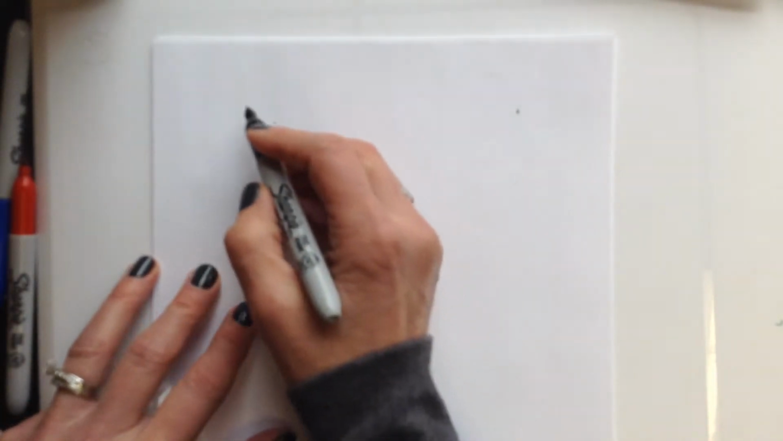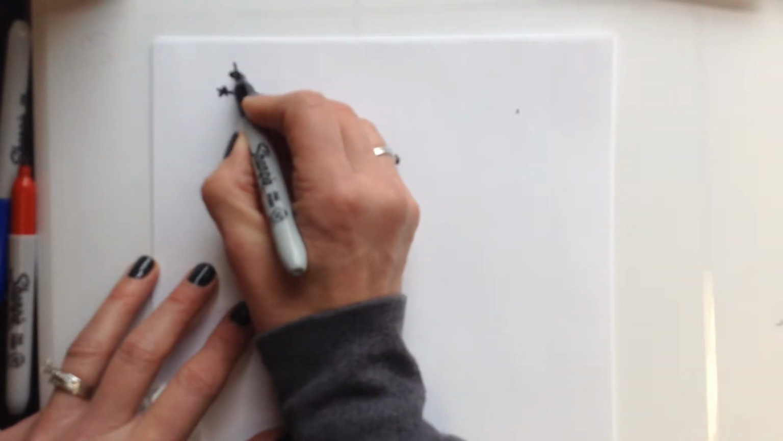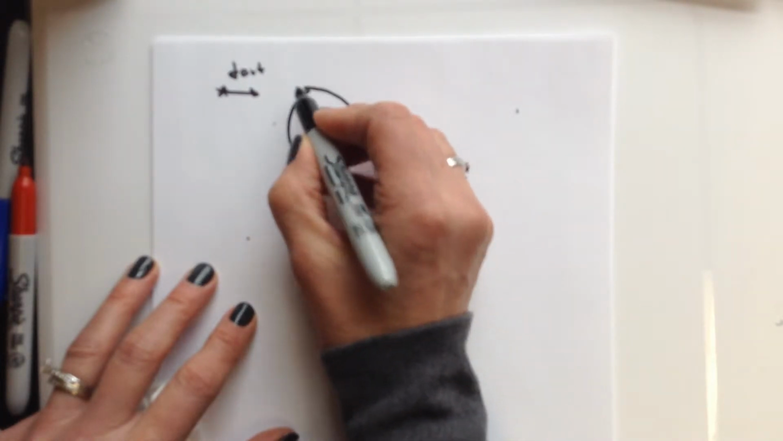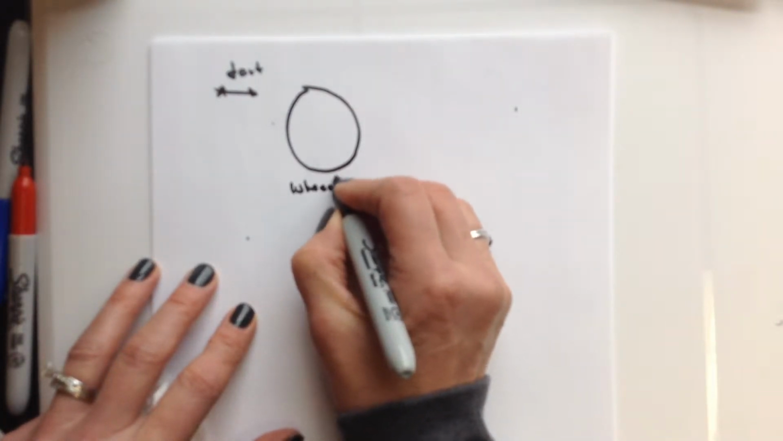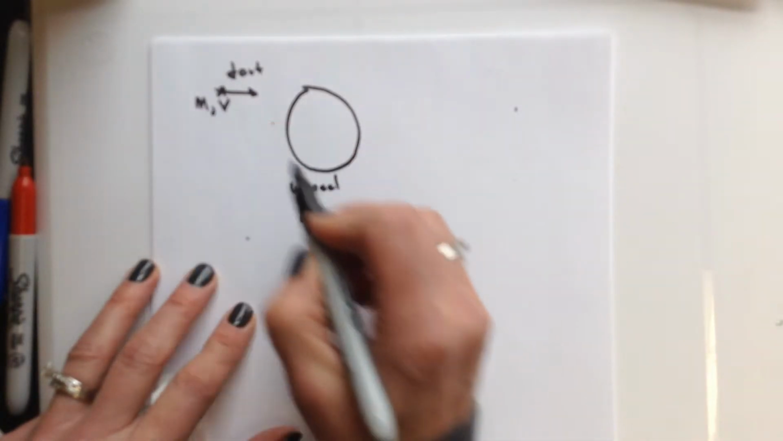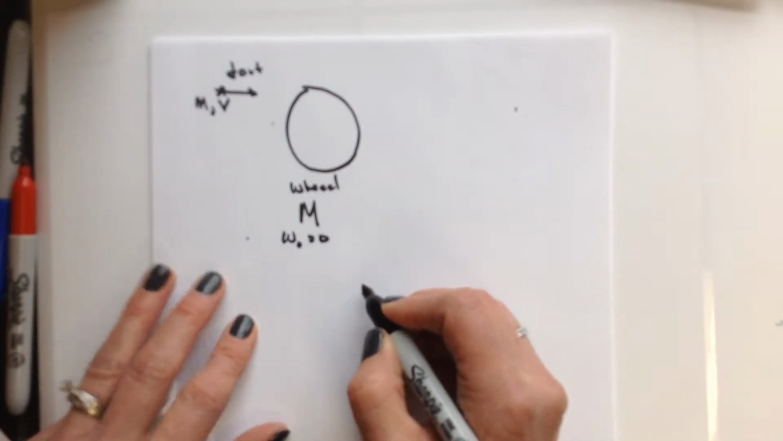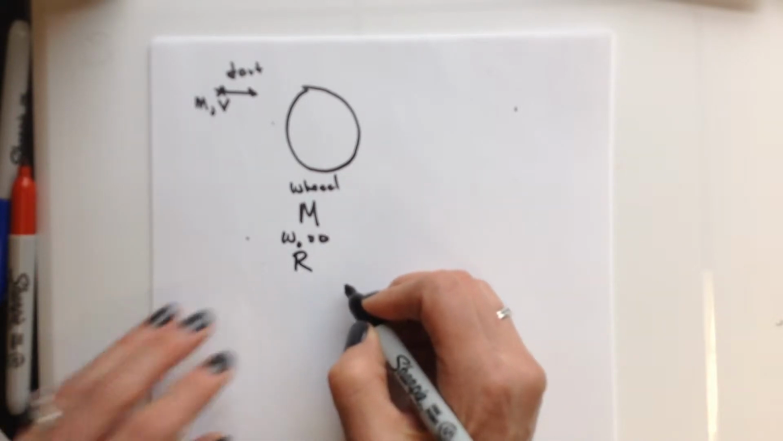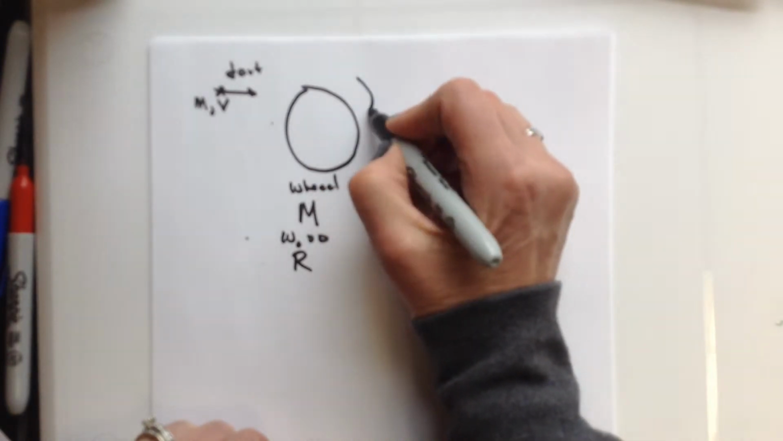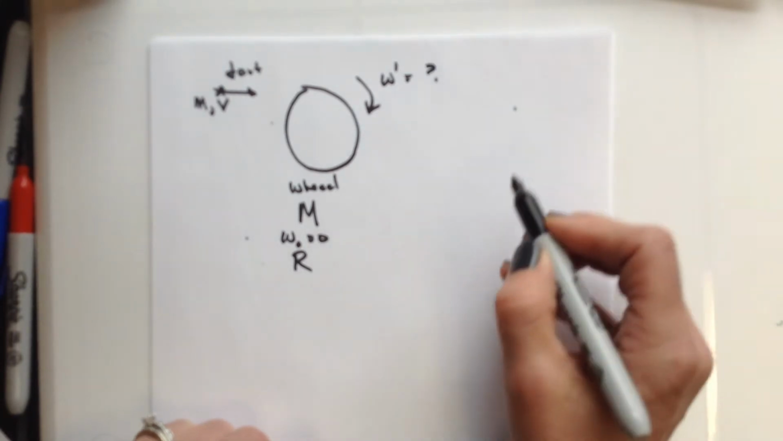So the first one I'll start off with is a problem that I gave you on a worksheet. This is a dart that collides and sticks with a wheel. So we have a wheel here that's going to have a mass big M. We'll say the dart has mass little m. It also has a velocity equal to v. We'll say that the wheel has an initial angular velocity equal to 0, and it has a radius equal to big R. So it collides and sticks, so afterwards it's going to have some angular velocity, we'll call it omega prime, and let's say that's what we want to solve for.